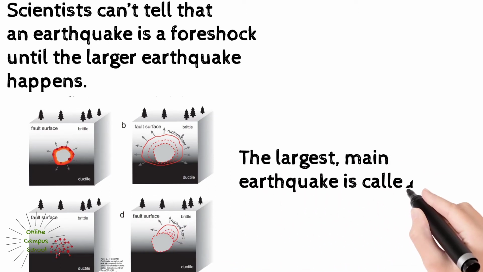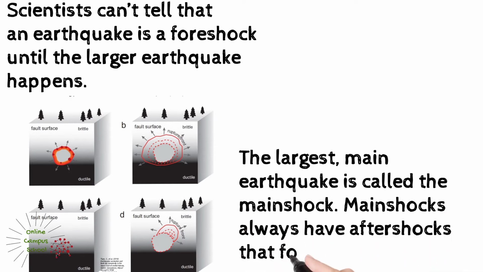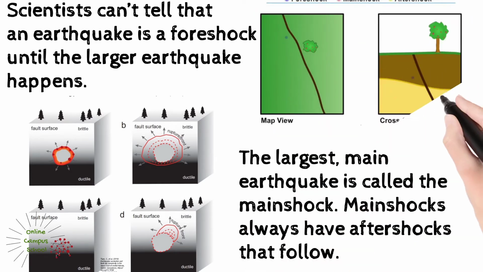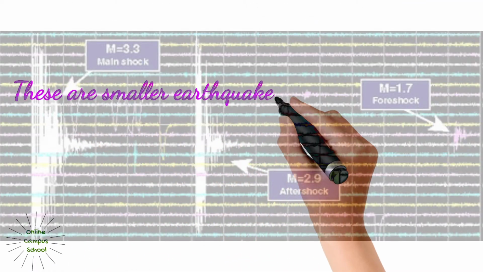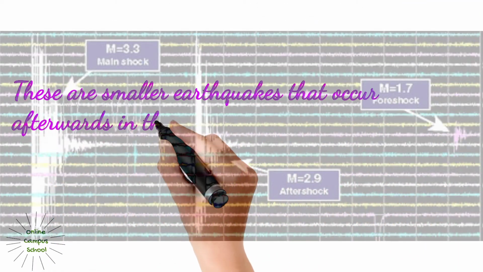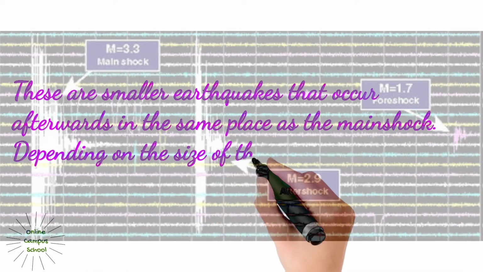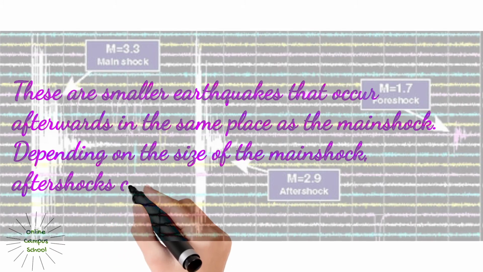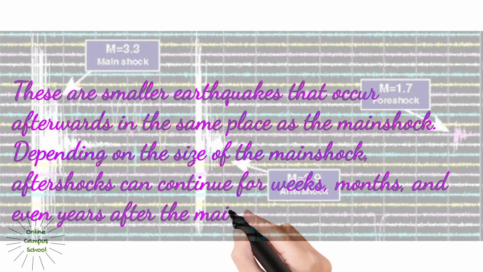The largest main earthquake is called the main shock. Main shocks always have aftershocks that follow. These are smaller earthquakes that occur afterwards in the same place as the main shock. Depending on the size of the main shock, aftershocks can continue for weeks, months, and even years after the main shock.